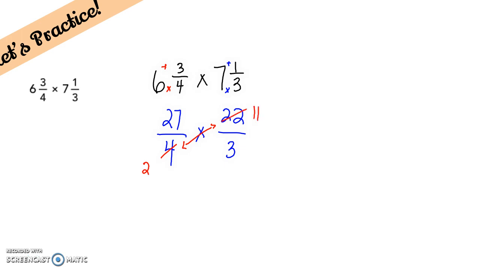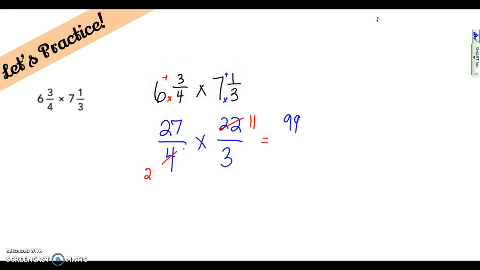Now, if you look across the other way and you have 3, you're going to have 3 that can go into both numbers an even number of times. So 3 will go into itself 1 time. 3 will go into 27 9 times. Okay? So now we have 9 times 11, which will give you 99, over 2 times 1, which will give you 2. So 99 over 2 is your final answer for this problem.